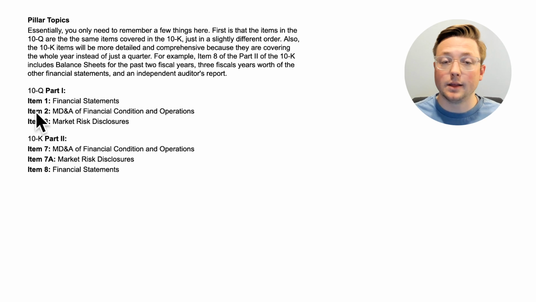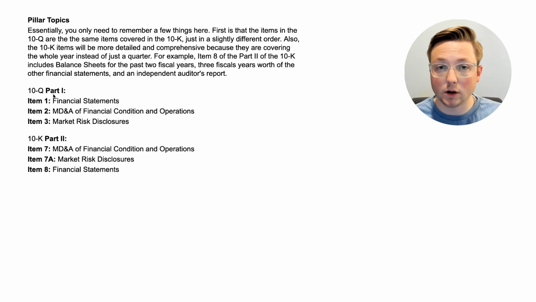Now, this is the part that I think a lot of people get confused about, so I wanted to write this out here so that you can just see it, write it down, and memorize how this works. For the 10Q, all you need to know is that it's part 1 of the 10Q. You need to know items 1, 2, and 3. The order is financial statements, MD&A, and market risk. So again, 10Q, part 1: item 1 is financial statements, item 2 is MD&A, item 3 is market risk.